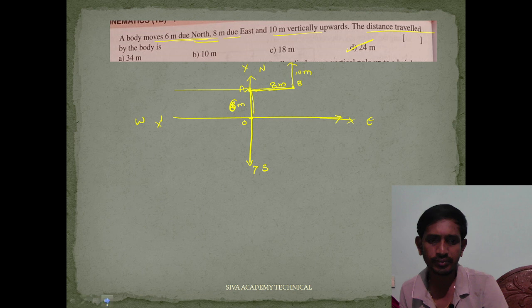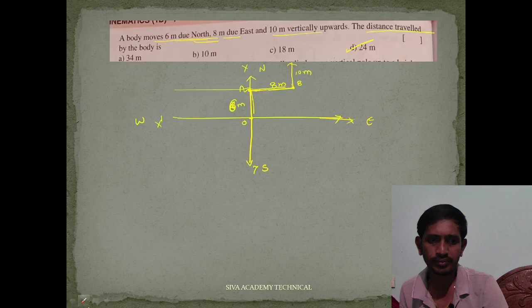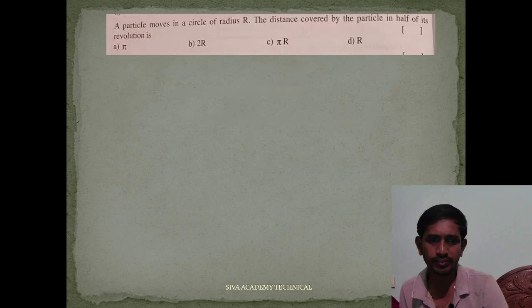So in this way we can find the distances. To find distance simply, there is no need to draw all this. After understanding this concept, if you want to find distance, just directly add all the distances. So 6 plus 8 is 14, plus 10, that is 24, my answer. Okay, next one, the last problem in this video.